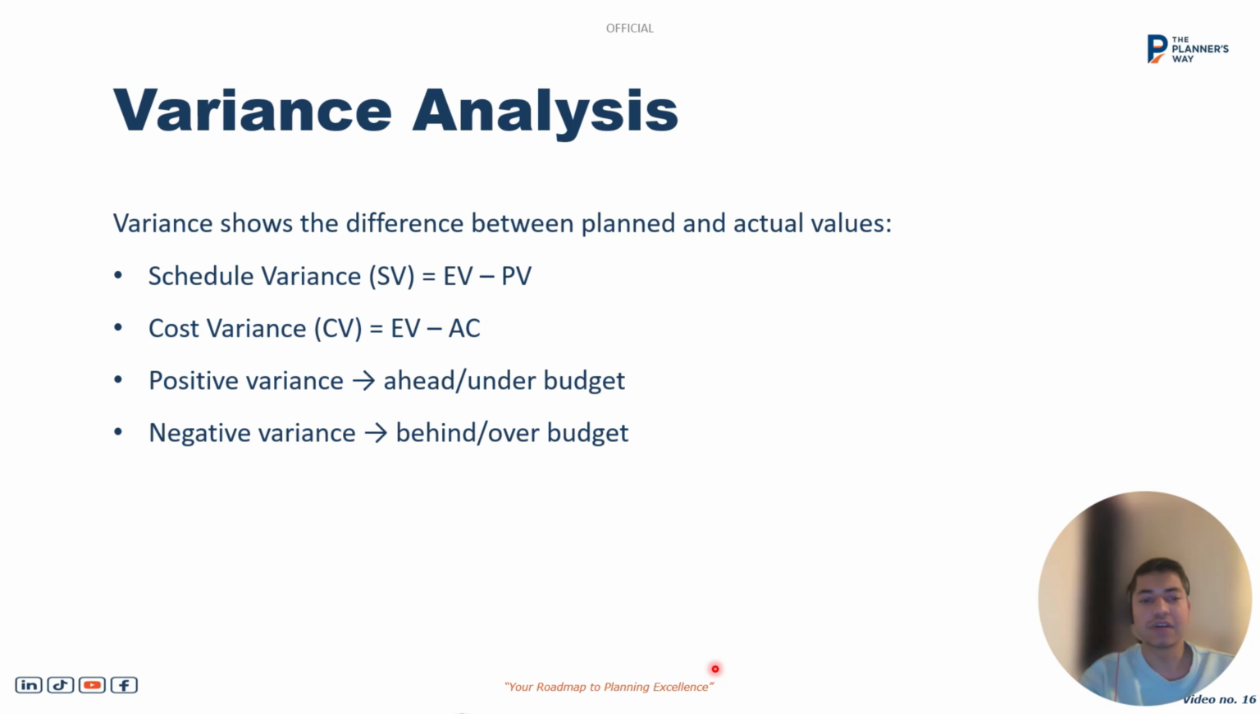What does it mean in terms of positive variance? If the variance is positive in terms of schedule, we call it ahead of schedule, and in terms of budget, we are under budget. And if the variance is negative in terms of schedule, we call it behind schedule, and in terms of cost, we are over budget.